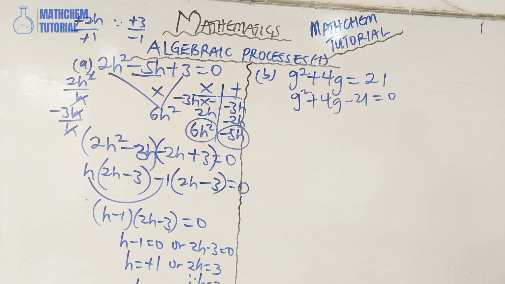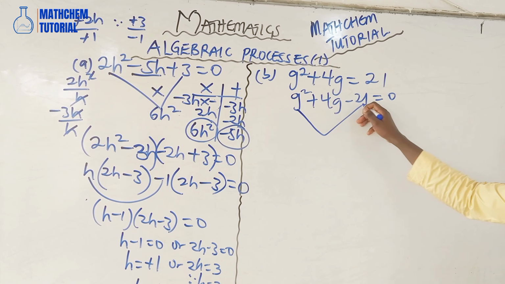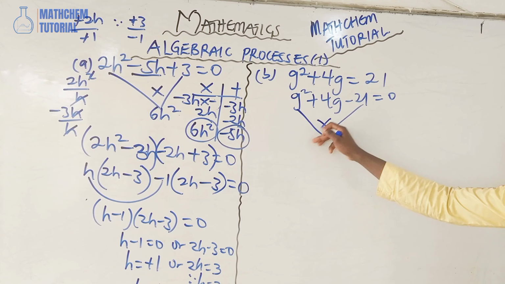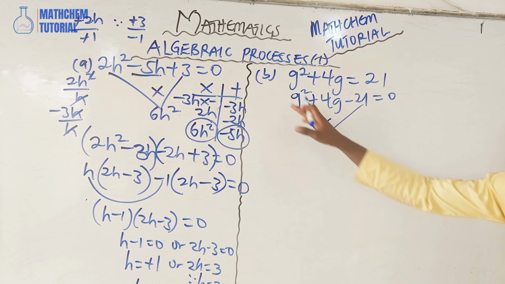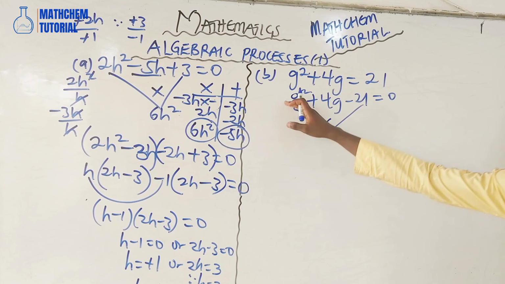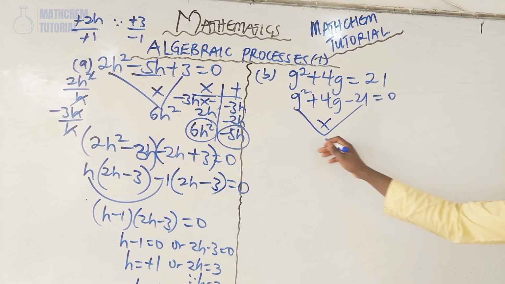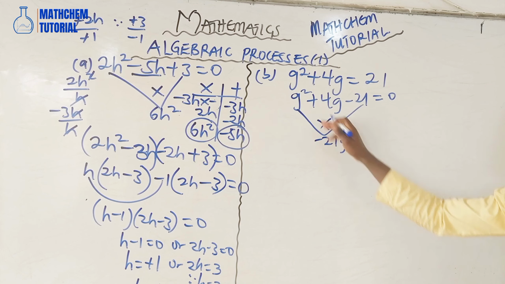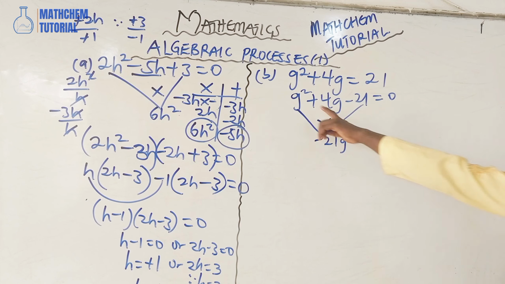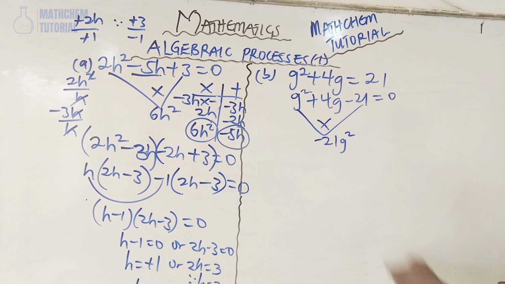Then after that, we are still going to follow the same method we followed here in example A. We're going to multiply this and this together. If I multiply these two together, what will it give me? Remember that this g squared has a coefficient of 1. So 1 times minus 21 still gives me minus 21. G squared will be together. So if I multiply 1g squared times minus 21, it's going to be minus 21g squared. Good. Then what next?